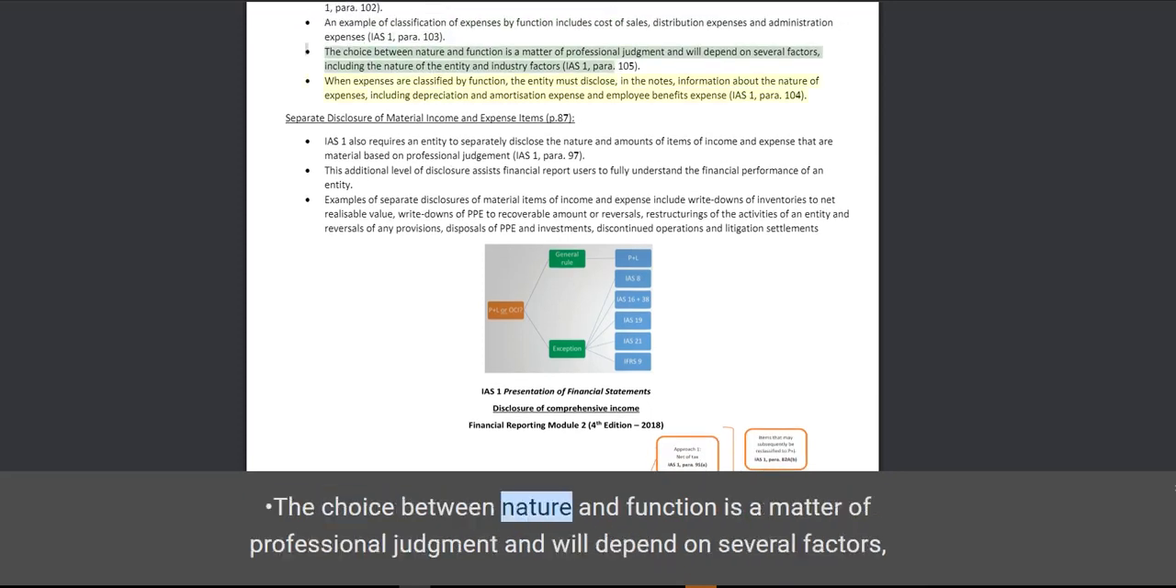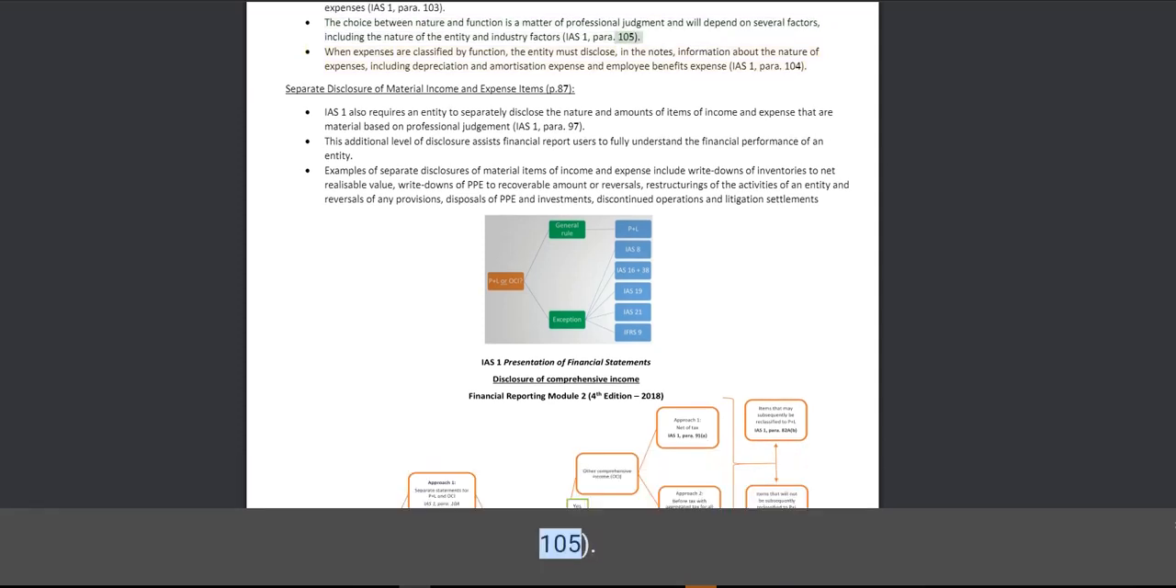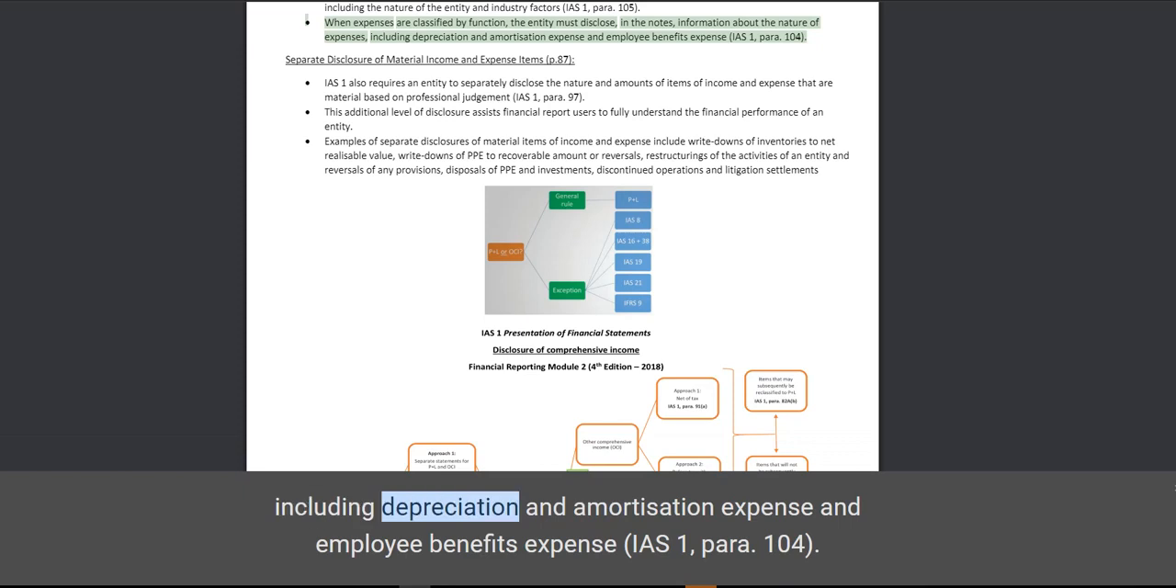The choice between nature and function is a matter of professional judgment and will depend on several factors, including the nature of the entity and industry factors. IAS 1, para. 105. When expenses are classified by function, the entity must disclose, in the notes, information about the nature of expenses, including depreciation and amortization expense and employee benefits expense.